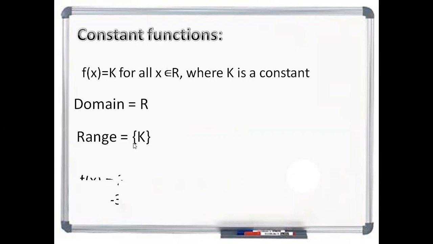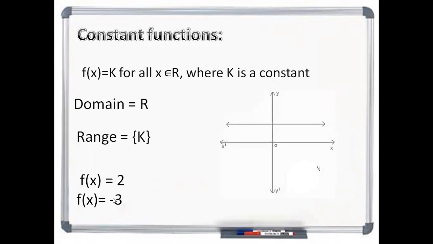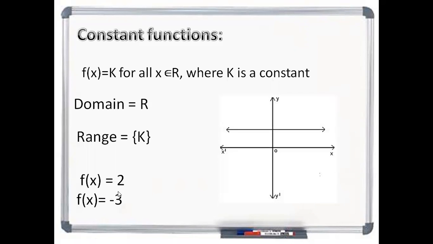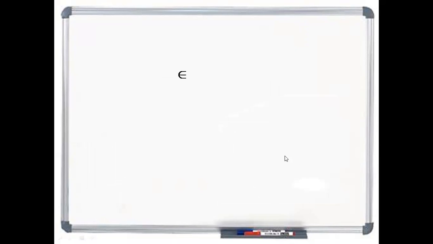Let's take some examples of constant function. f(x) equals 2. In this one, the range is only 2. In the second example, f(x) equals -3, its range is -3. Once we plot its graph, it is always parallel to the x-axis. It may be above the x-axis or it may be below the x-axis.